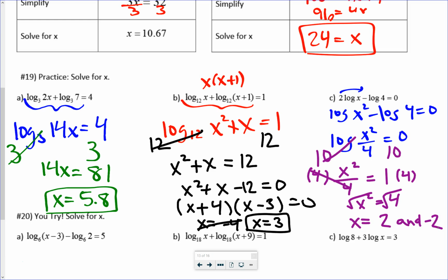Don't circle until you check. Okay? Could any of them not get plugged back in? Negative 2, right here. In log x, that x cannot be a negative. So the only one we're going to circle is a positive 2.